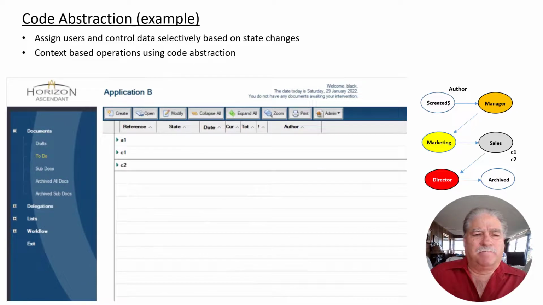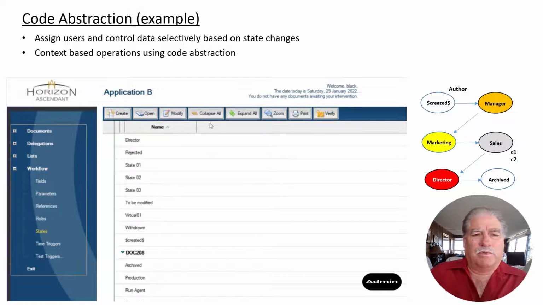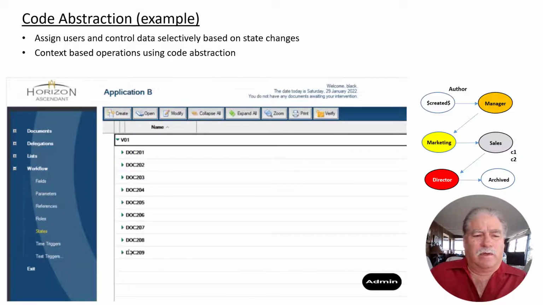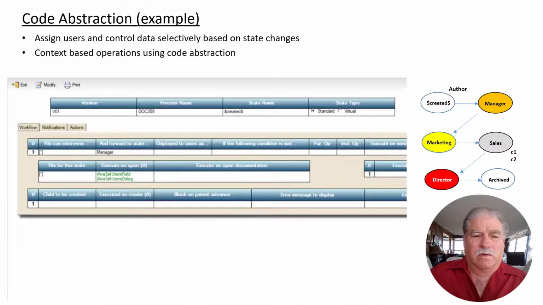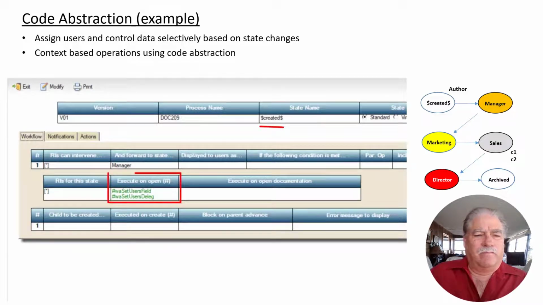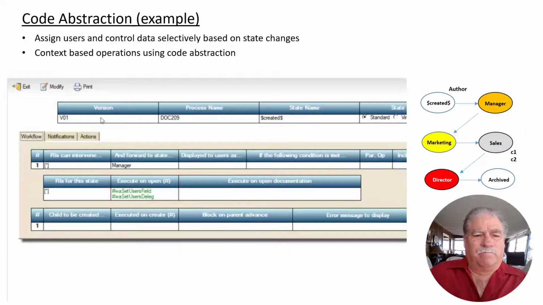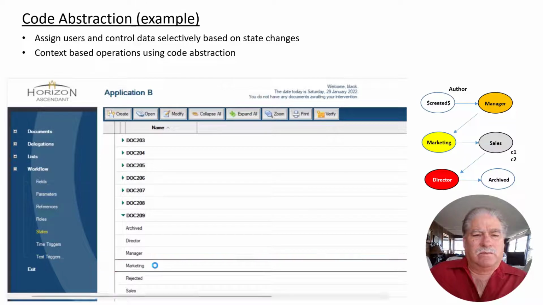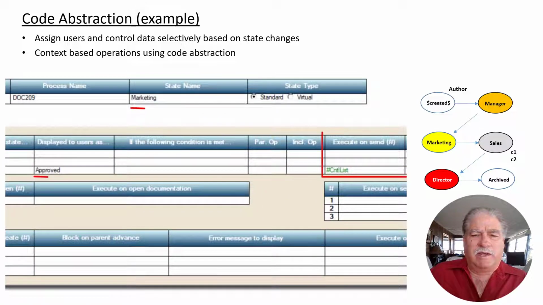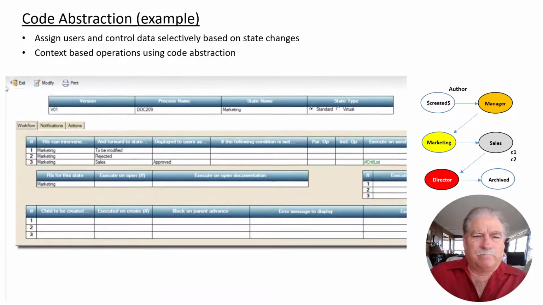So how is this done? Going into the state documents, we'll start with the initial document. $created is always the first state document in the process. Here is where those routines are executed. Now going into the state associated with marketing, there the control is set, but only on the approved path.